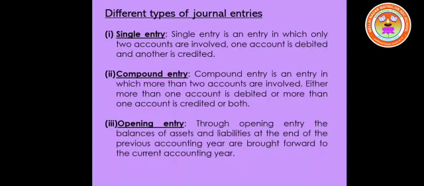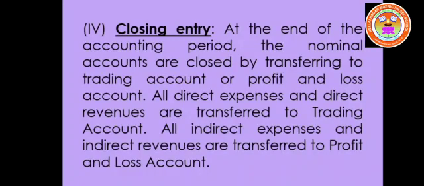Opening entry. Through opening entry, the balances of assets and liabilities at the end of the previous accounting year are brought forward to the next accounting year. Closing entry. At the end of the accounting period, the nominal accounts are closed by transferring to trading or P&L account. P&L account means profit and loss account. All direct expenses and direct revenues are transferred to trading account. All indirect expenses and indirect revenues are transferred to profit and loss account.